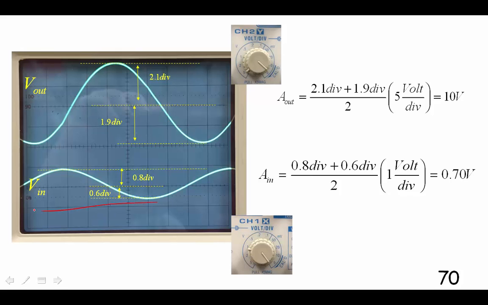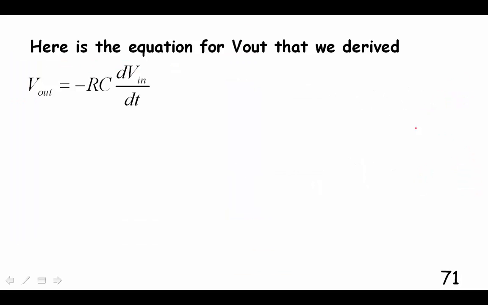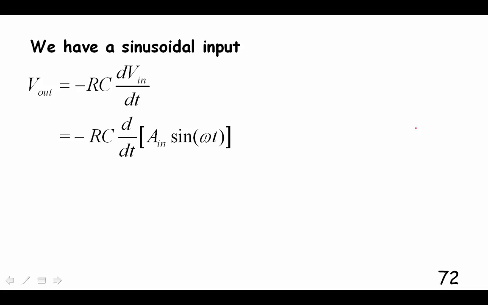Here's our input voltage, that's the sine wave on the input of our differentiator, and here's the output of the differentiator. I've got the amplitudes of those two things using the usual way. Well, here's the equation that we derived for the output voltage of our differentiator.